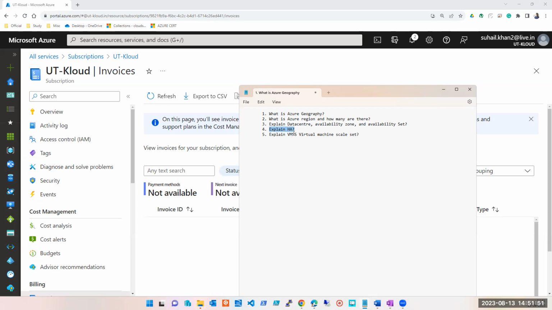Remember these questions. HA, these three questions you will definitely hear. What is a virtual machine scale set? I will explain it to you, again not the technical part, but the theory part. What is HA? I will explain it to you, theory part. What is availability set and availability zone? Theory part, and there's no practical for this. This is definitely theory. So we are focusing on these 5 questions.